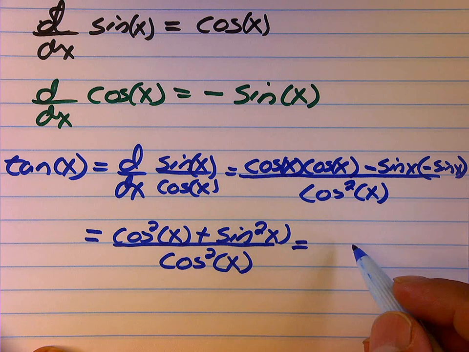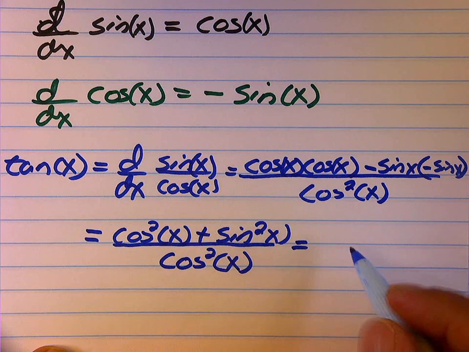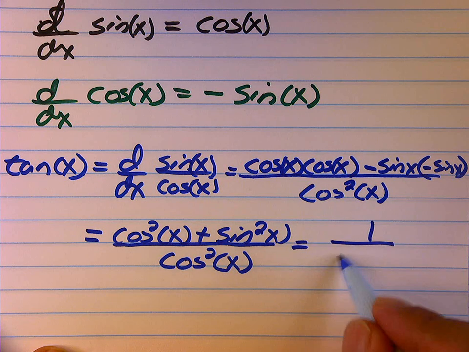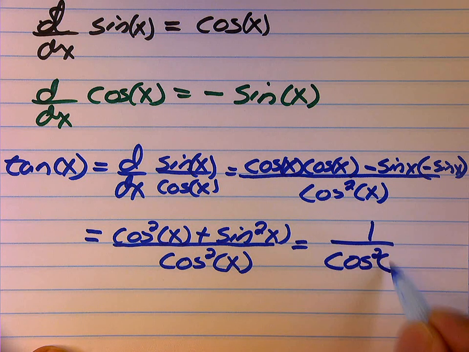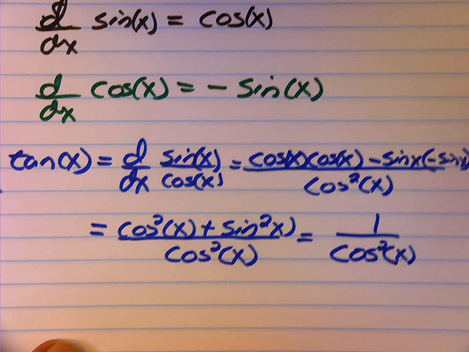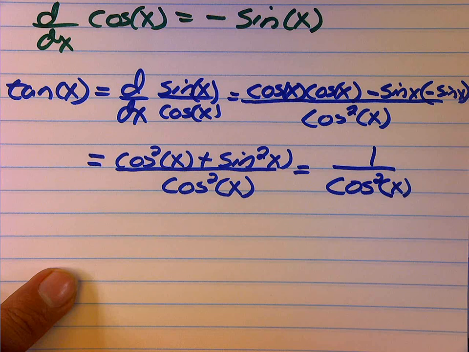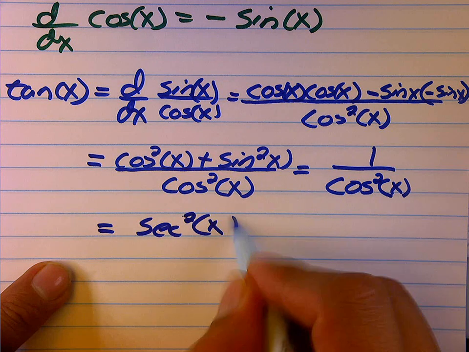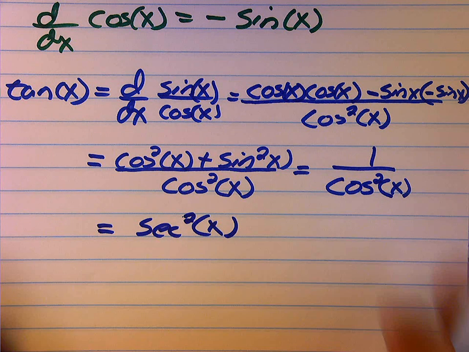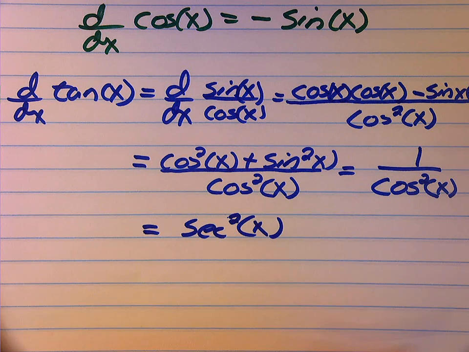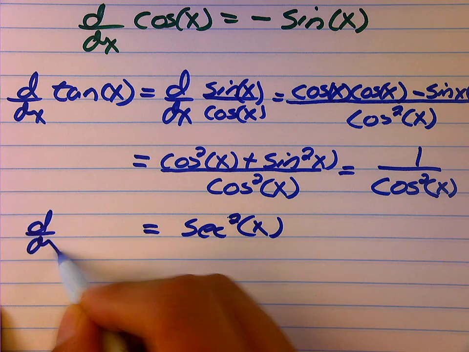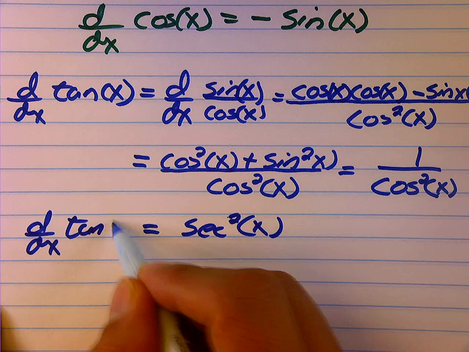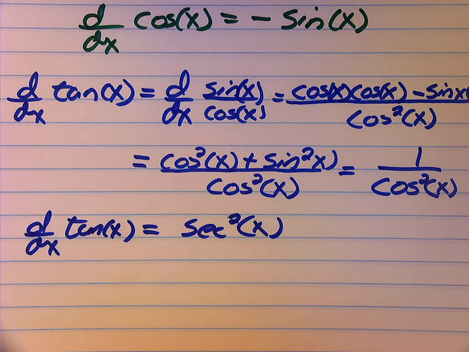You should notice at the top, sine squared plus cosine squared, or cosine squared plus sine squared, is 1 over cosine squared of x, which is the same as saying secant squared of x, which gives us the derivative of tangent of x equals the secant squared of x.